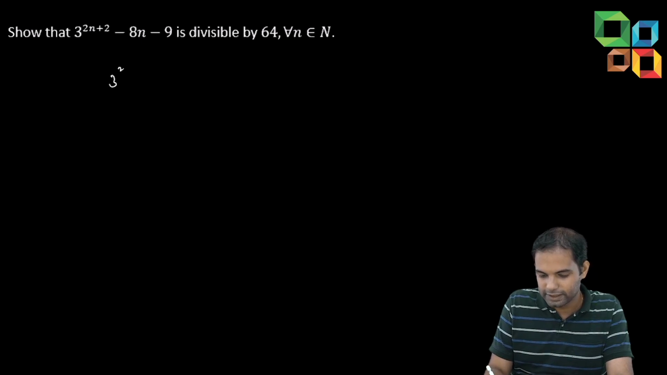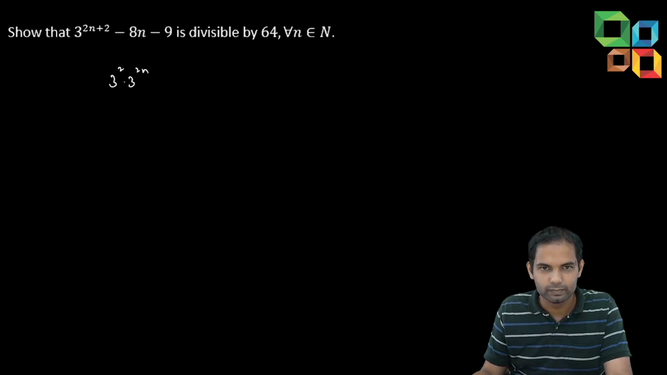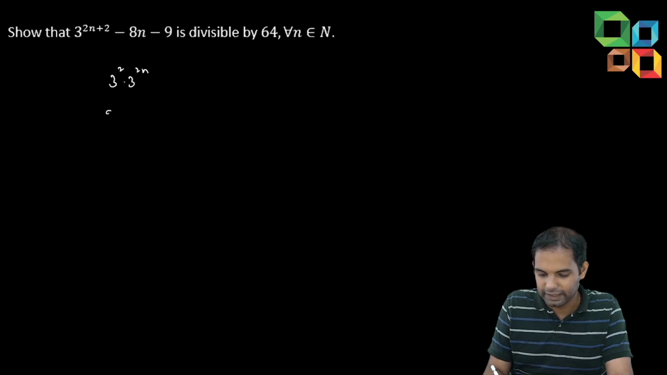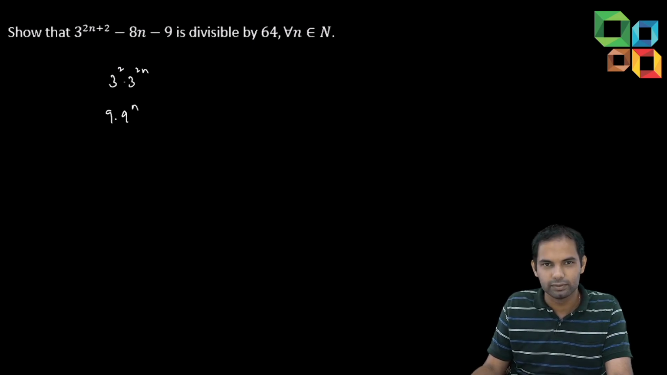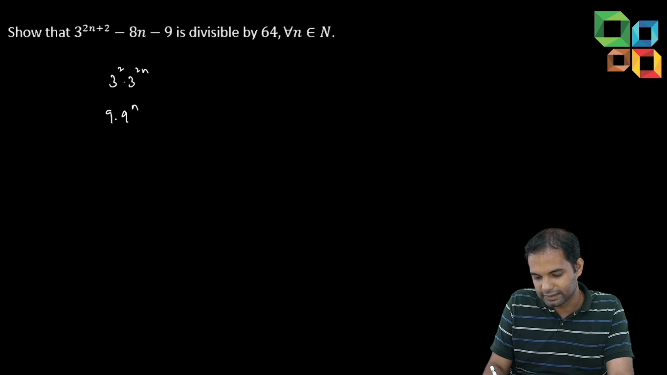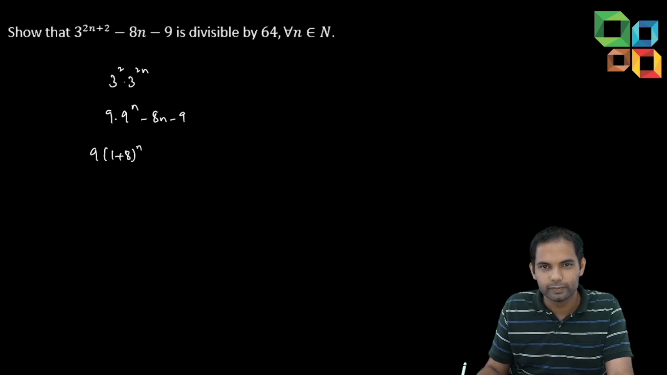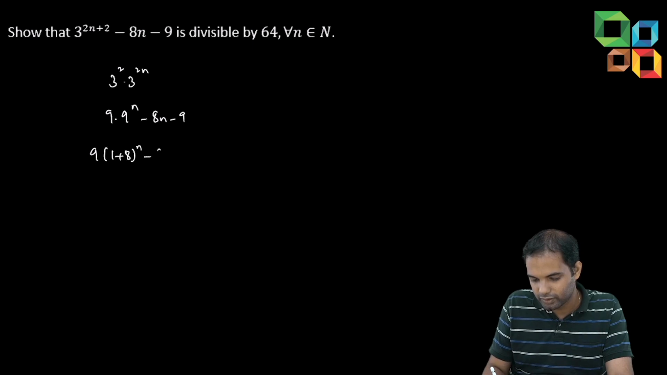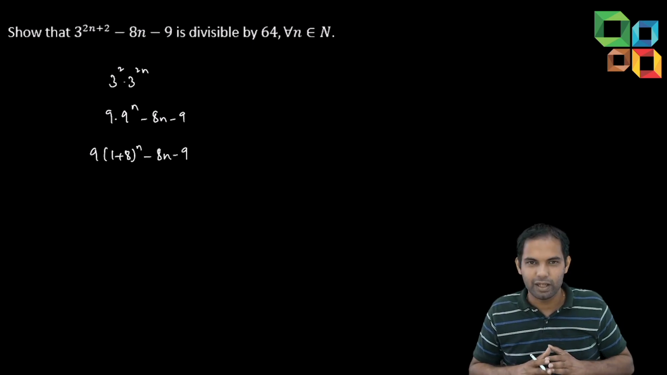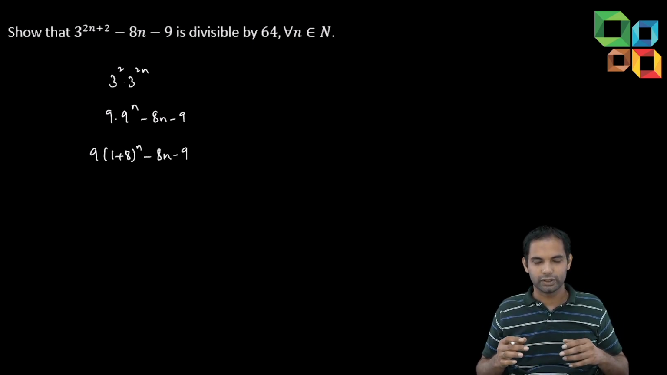So what is the first term? 3 square into 3 power 2n. Okay. Or it is 9 into 9 power n. Okay. As soon as you write this, 9 into 9 power n, you should get your hint. Because this is nothing but 9 into (1 plus 8) whole power n. As soon as you write this binomial expansion, your problem is solved.